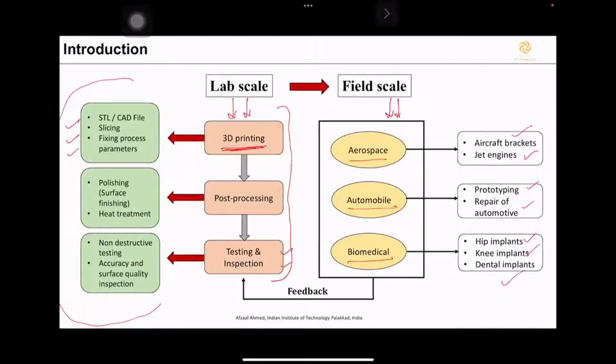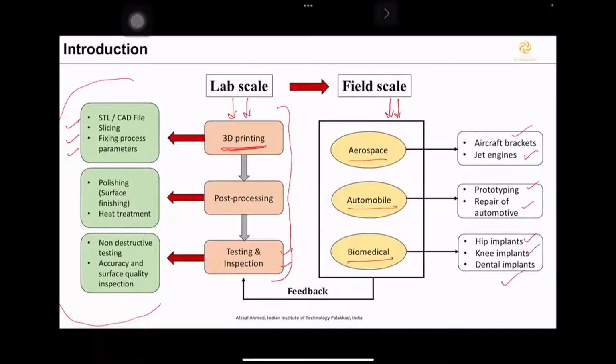Similarly, for let's say the implant industry, you have to develop a setup where you have biocompatibility ensured on the lab scale. Similarly, on the field scale also, you have to bring out the parameters from the lab scale which make sure that the output of the particular implant manufacturing should be compatible with the human body. So these are the challenges.